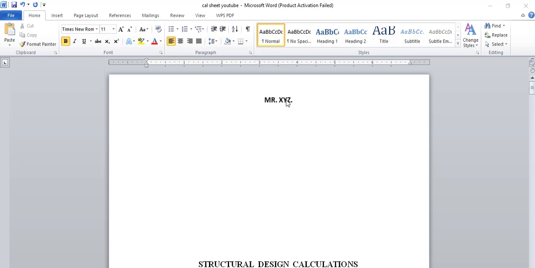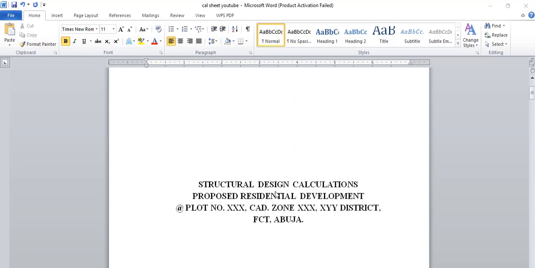So your client name will be the first name on top of your calculation sheet. Now my client is Mr. XYZ, structural design calculation, proposed residential development at plot number XSS, cadastral zone SSS, SYY district, FCT Abuja. So my state is in the FCT, so that's why I put this.